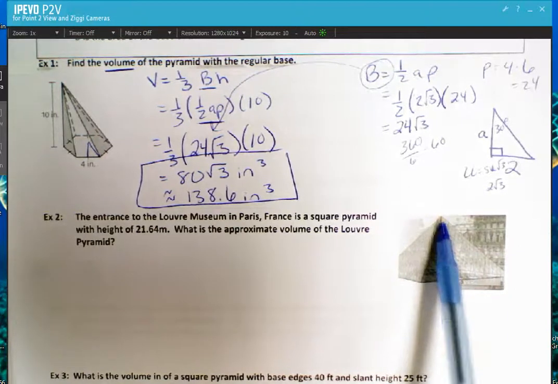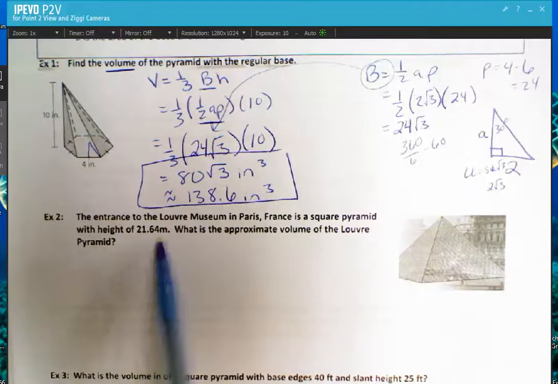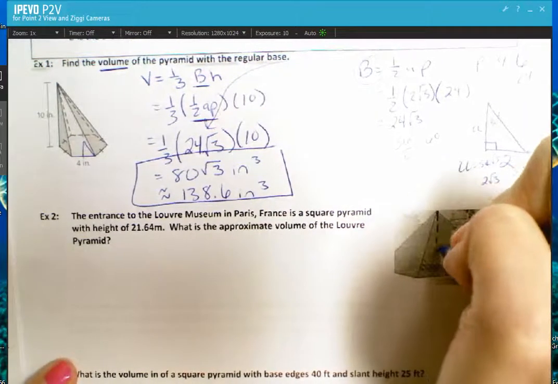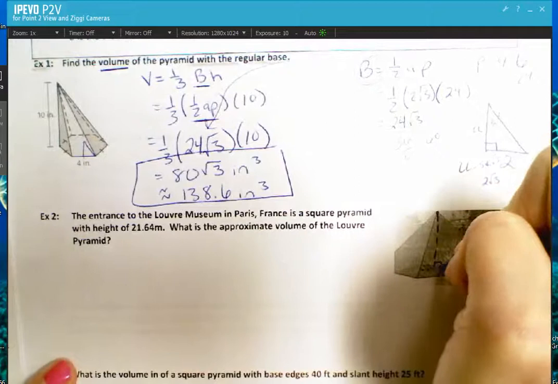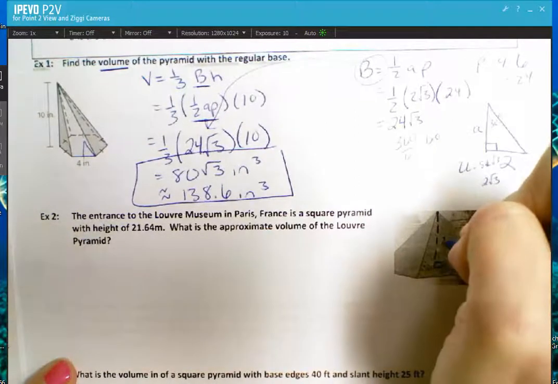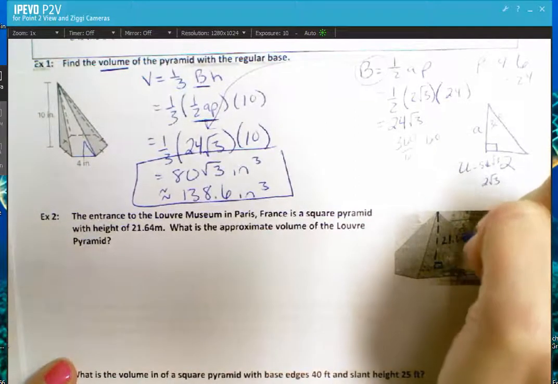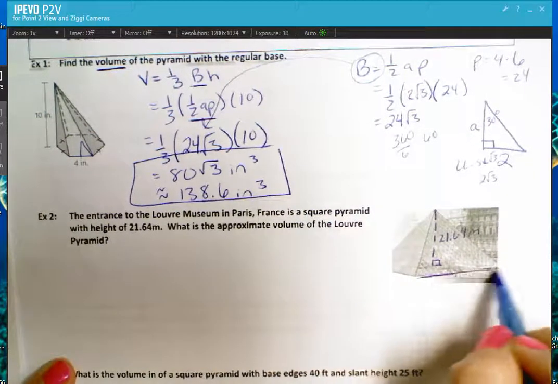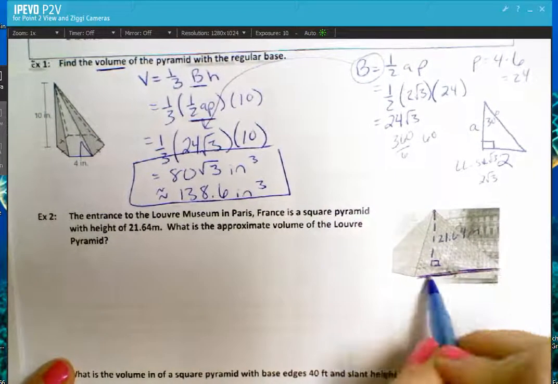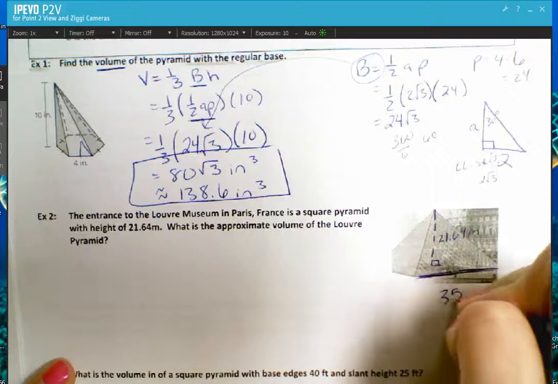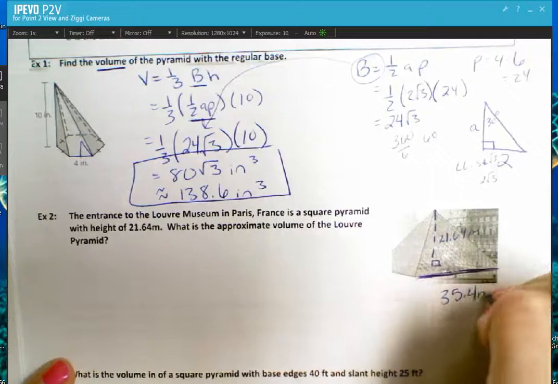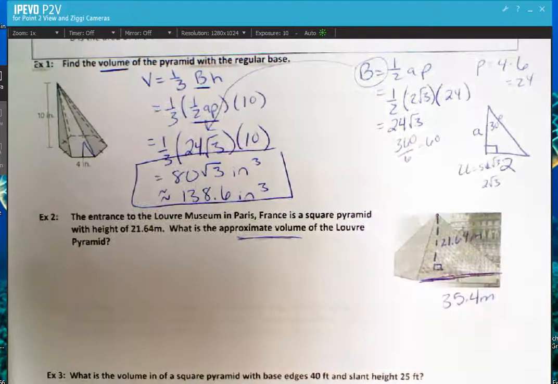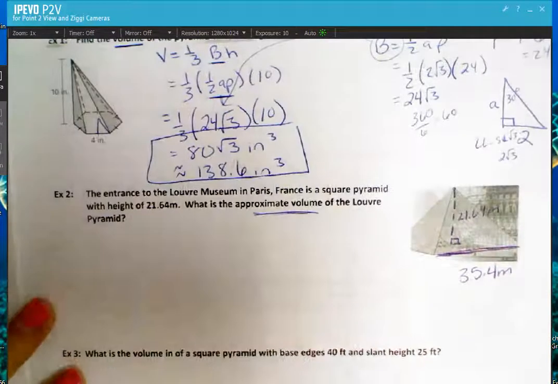It has a height of 21.64. Since it doesn't say slant height, it says height, that means it's perpendicular down to the center of that square. That's my height, 21.64 meters. The base side of the Louvre is, we can't read it, 35.4 meters. And it's asking us for the approximate volume. So we don't need to find the exact, we just need to find the approximate.